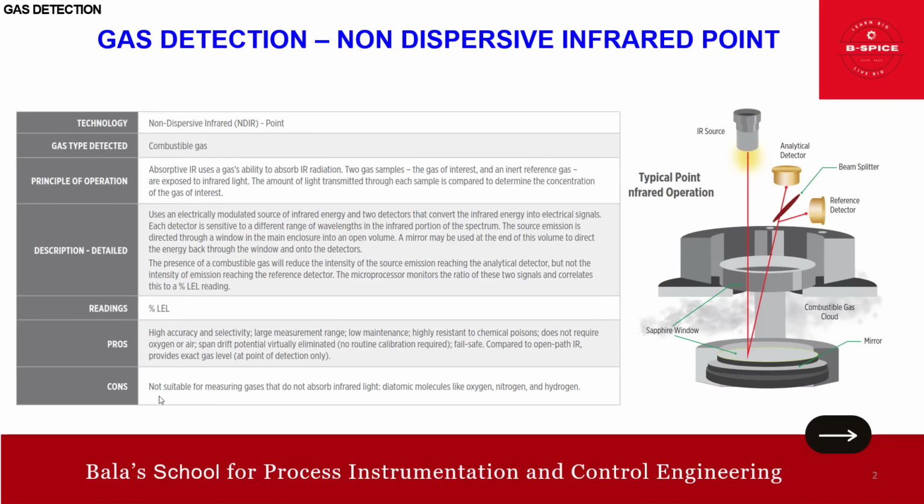Yeah. Then when we talk about the limitations, yes, it is not suitable for measuring gases that do not absorb the infrared. Of course, if the infrared is not absorbed by the gas, then it cannot be used, right? And also, the presence of diatomic molecules like oxygen, nitrogen, hydrogen adds to the cons actually.